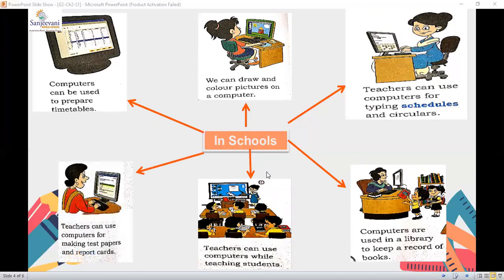The next one is teachers can use computers for making test papers and report cards. Yes, the computer makes it very easy for your teacher to make test papers instead of writing with their hands by using pen. It is very easy to quickly type your test papers on the computer and also make your report cards on a computer. So these all were the uses of computer in our school.